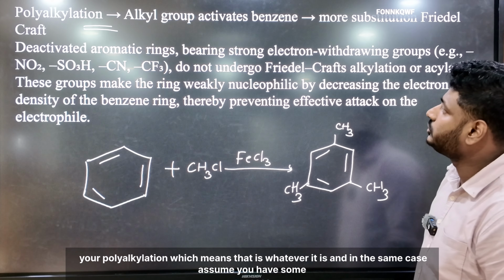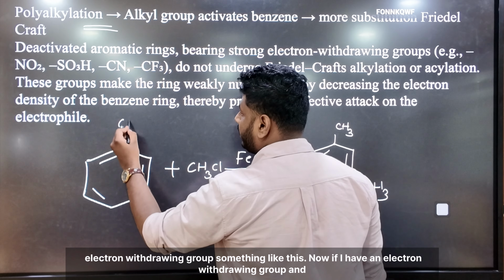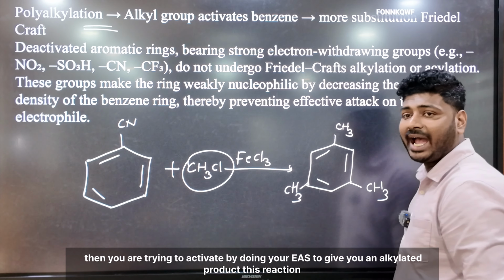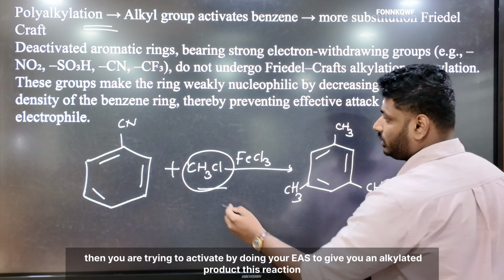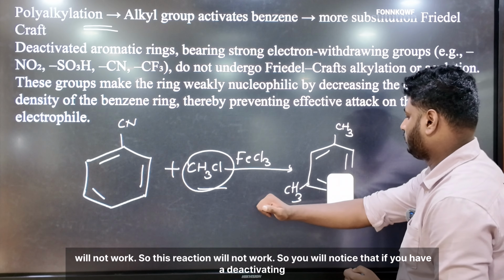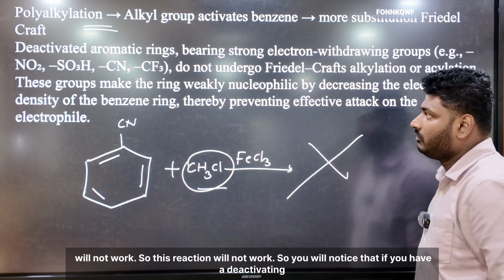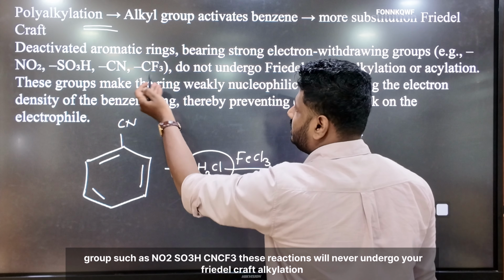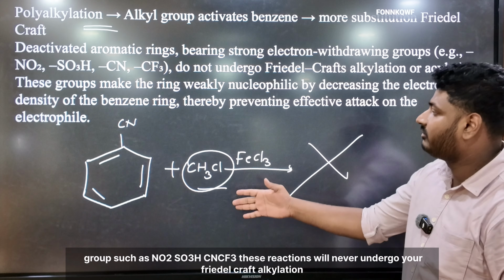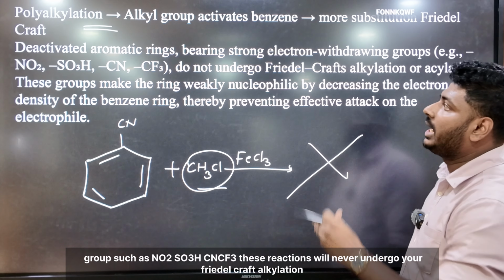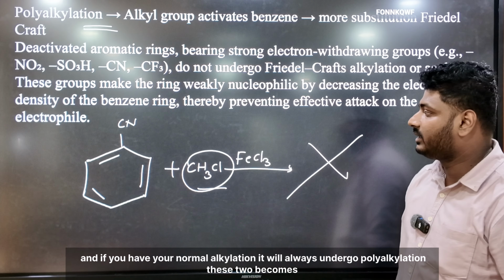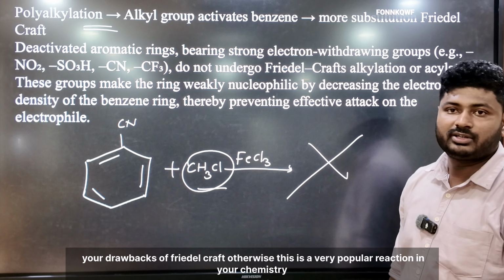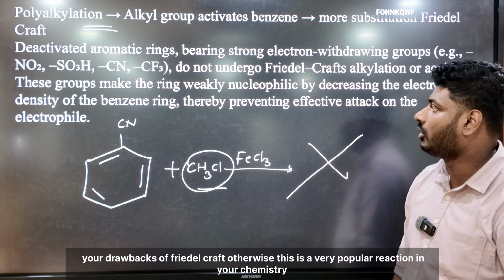And in the same case, assume you have some electron withdrawing group, something like this. Now, if I have an electron withdrawing group and you're trying to do your EAS to give you an alkylated product, this reaction will not work. So you will notice that if you have a deactivating group such as NO2, SO3H, CN, CF3, these reactions will never undergo Friedel Craft alkylation, and if you have your normal alkylation, it will always undergo polyalkylation. These two become the drawbacks of Friedel Craft. Otherwise, this is a very popular reaction in organic chemistry.